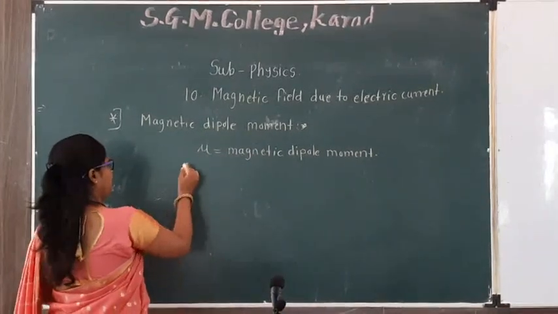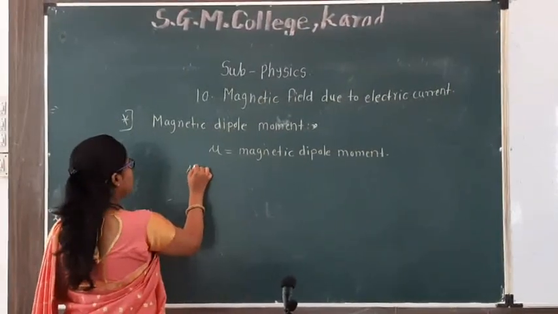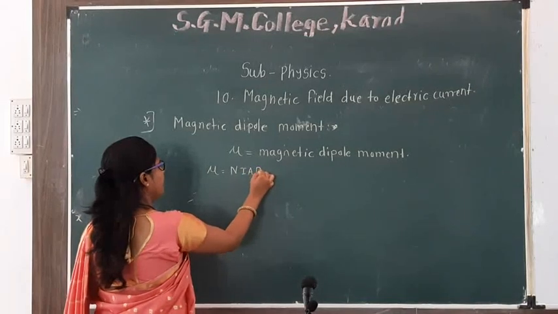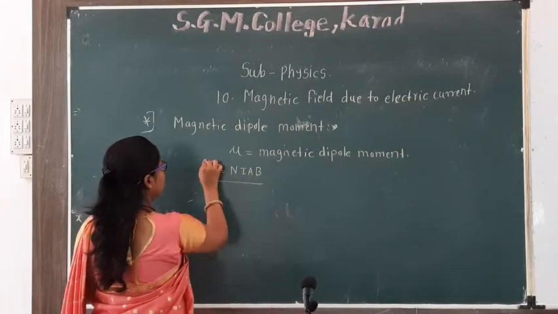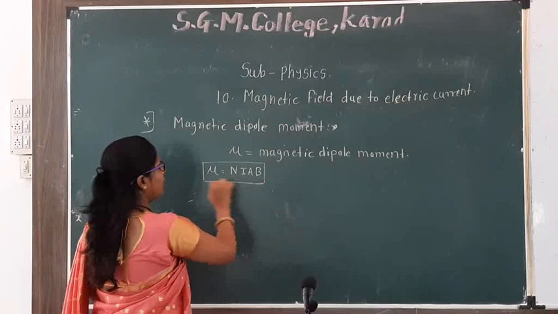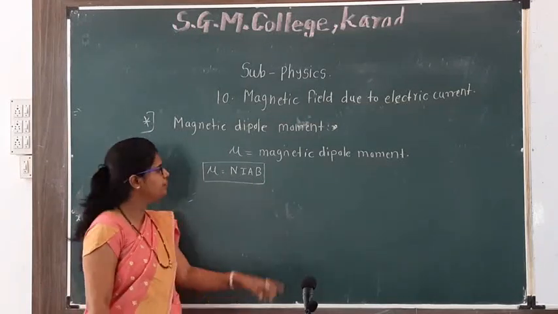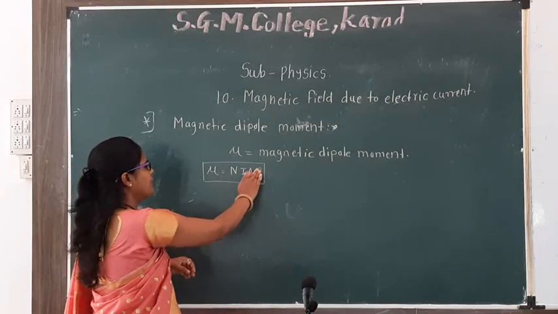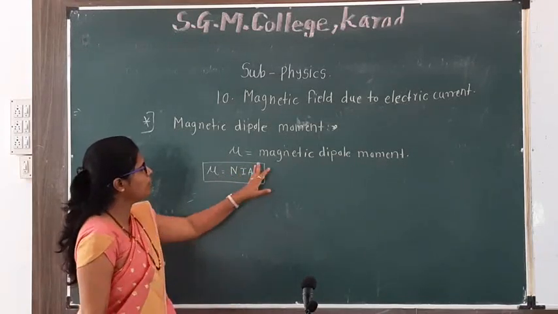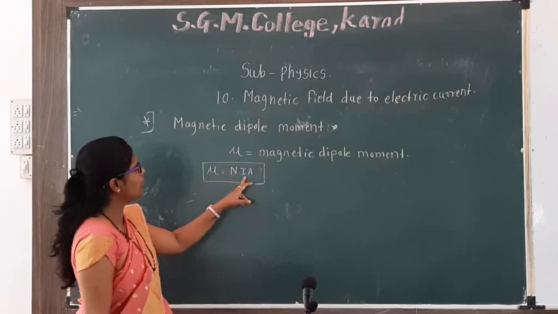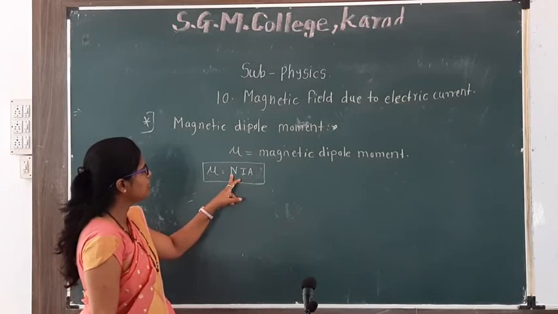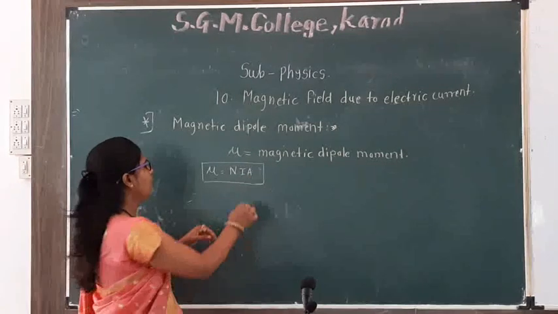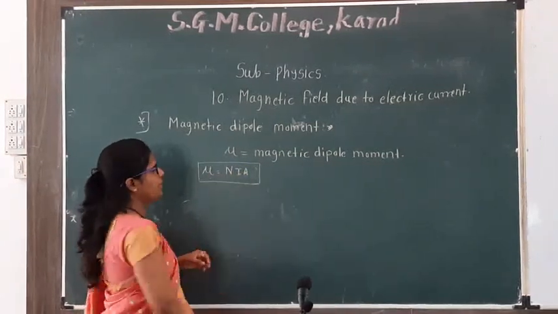Therefore, mu is equal to NIA. Here, N means the number of turns, I means the current flowing through the coil, and A means the area of the coil.